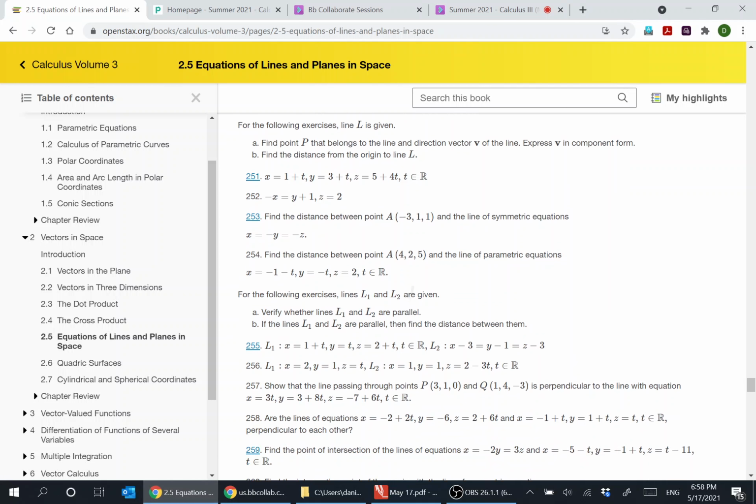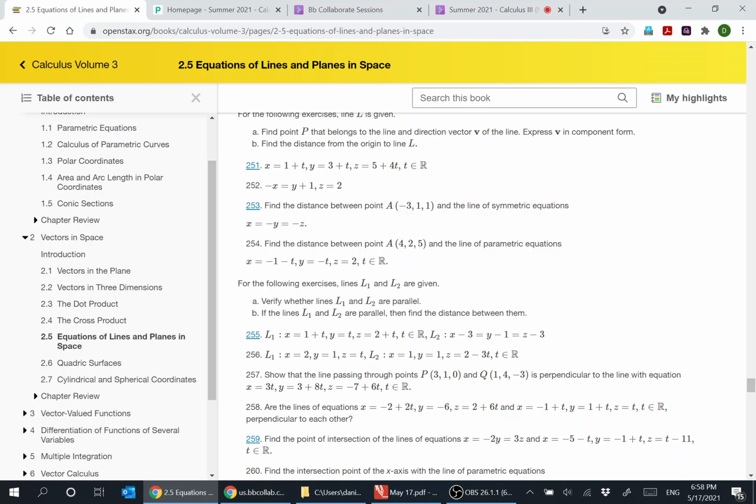We certainly did trigonometry. We thought about it. All right, 255. So you have these two lines, L1 and L2. Verify if the lines are parallel. And if the lines are parallel, find the distance between them.